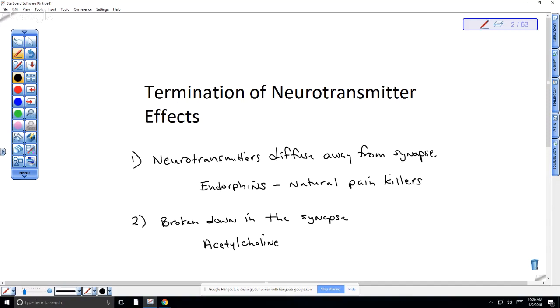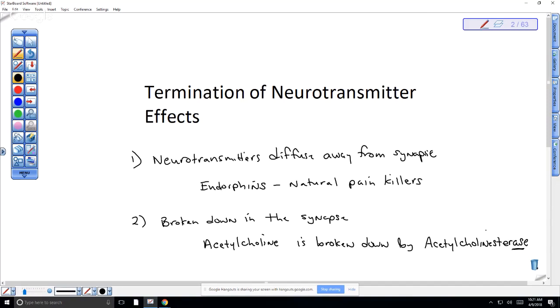And so there is actually an enzyme that breaks it down. So acetylcholine is broken down by acetylcholine esterase. The ASE ending here means that this is the enzyme that breaks down acetylcholine. So it is rapidly degraded and removed from the synapse because we don't want our skeletal muscles staying contracted.